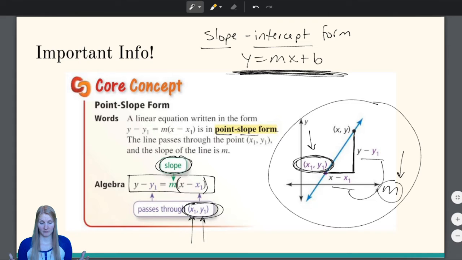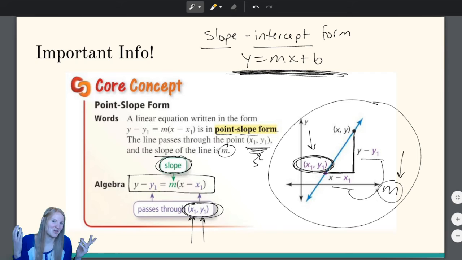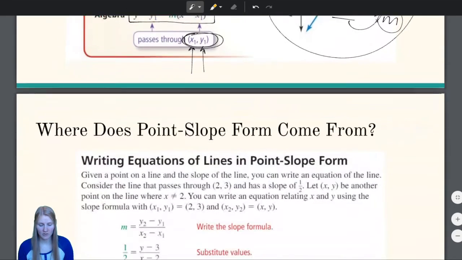Okay, all right. So the line passes through the point x1, y1. So when you see these x1 and y1, that means those are the coordinates of the point they give us. So if they give us 3, 4, then this would be y minus 4 and x minus 3. It just depends on the point that they give us. And then, of course, m is our slope. Just like before, m is the slope. Okay, I think we are ready to move on.